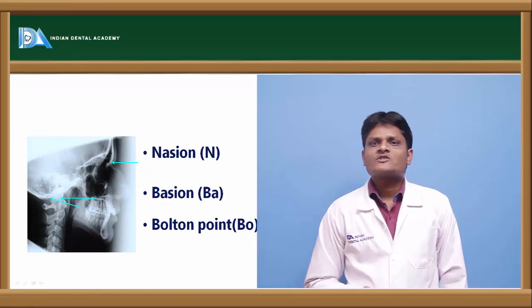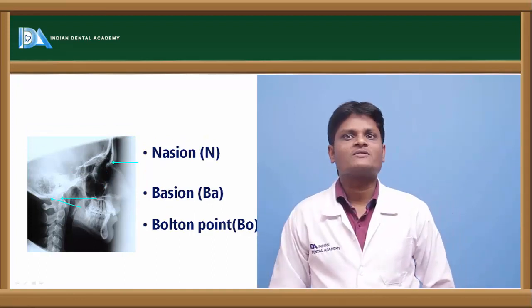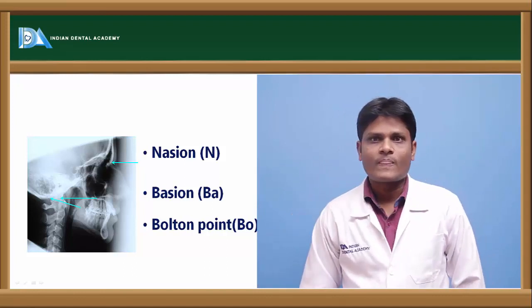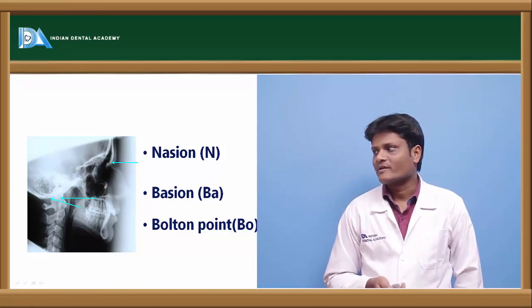The anteriormost point on the frontonasal suture, as you can appreciate from the image, is called nasion. Nasion marks the anterior limit of the anterior cranial base.